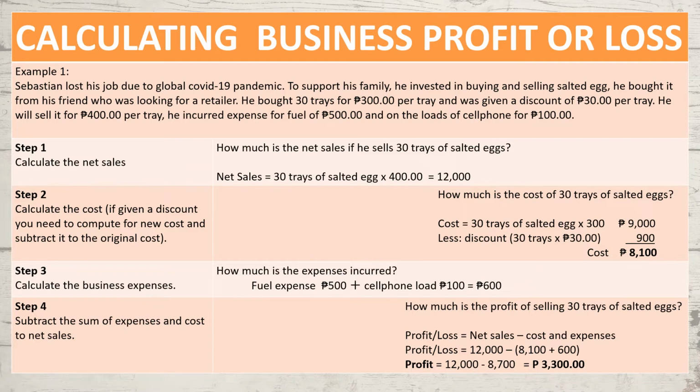Now, 12,000 minus 8,700, the answer is 3,300. So since our net sales is larger than our cost, we will earn a profit of 3,300. Okay, so to answer the question, how much is the profit of selling 30 trays of salted eggs? The answer is a profit of 3,300 pesos.